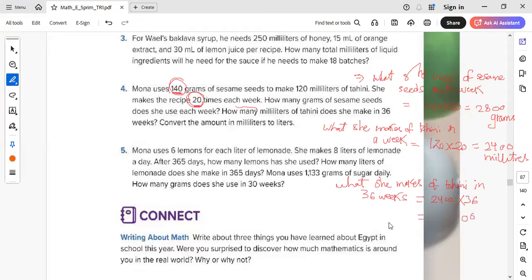At first we drop two zeros, then we multiply 24 by 36. So at first 4 multiplied by 6, 24, 4 and 2 carry up, 2 times 6, 12 plus 2, 14. So we put 0 here, 4 times 3, 12, 2 carry up 1, 2 times 3, 6 plus 1, 7. So the result, if we add them, is 864. So the result will be 86,400 milliliters.